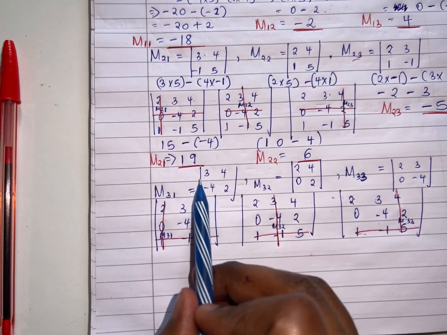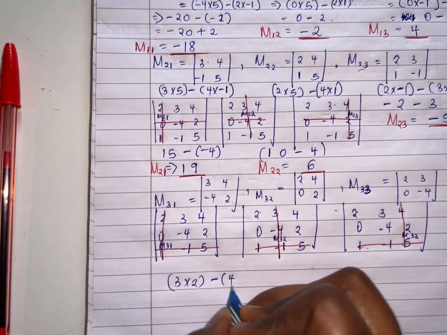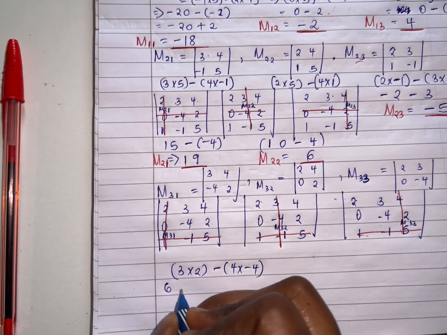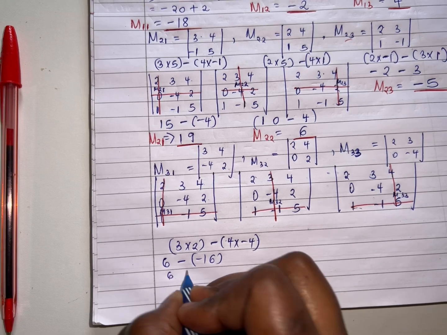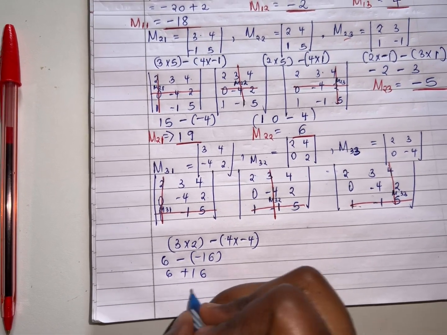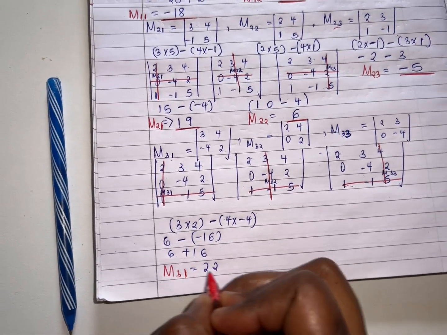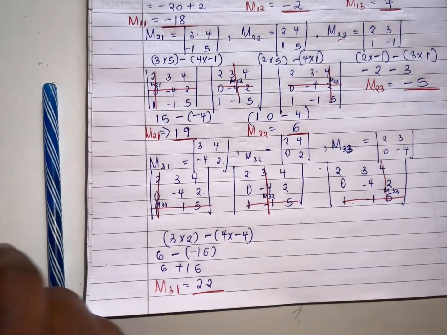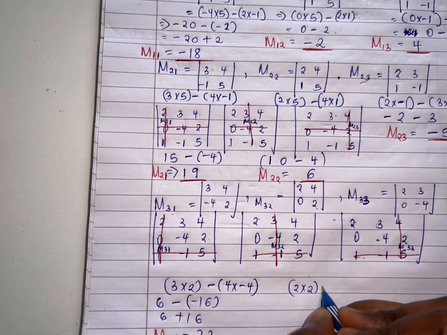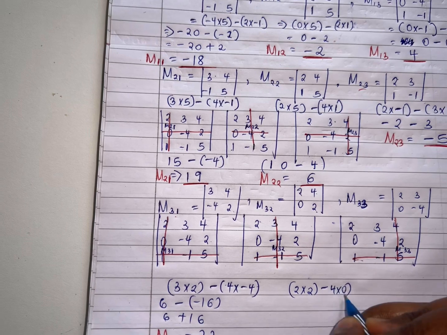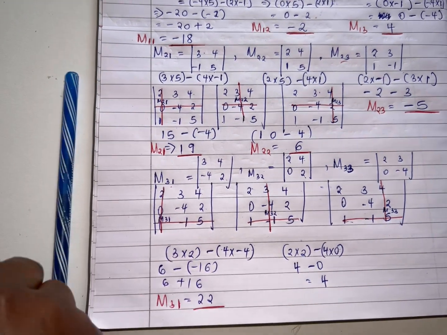Move to M31. 3 times 2 minus 4 times negative 4. We have 6 minus negative 16. So we're having 6 plus 16. Our answer is 22 for M31. M32, so 2 times 2 minus 4 times 0. We'll have 4 minus 0. So our answer is 4 for M32.